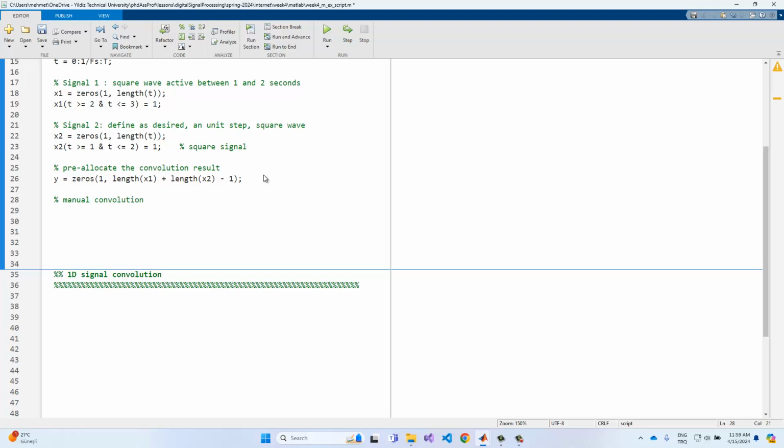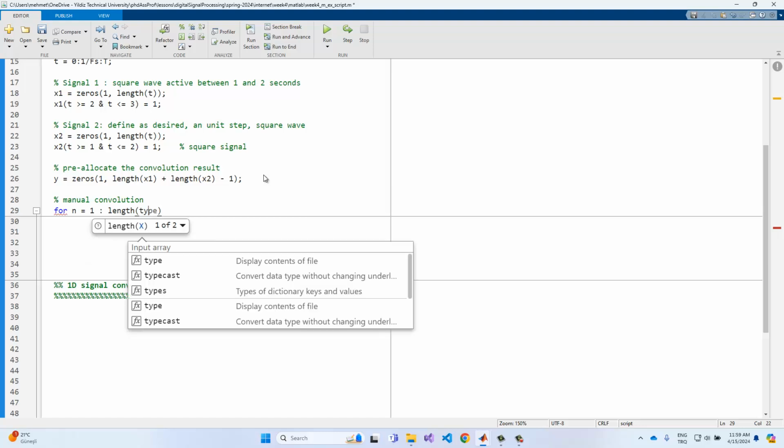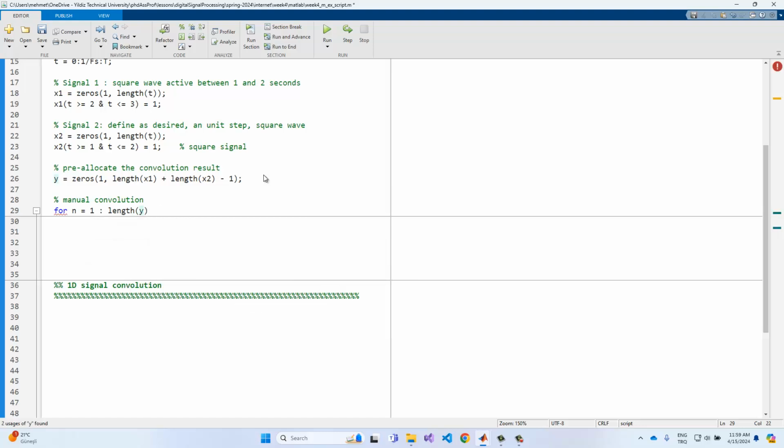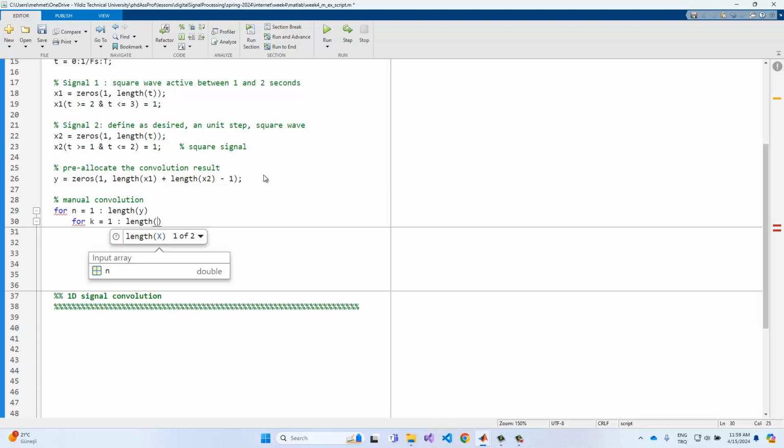But if you want to perform the manual convolution, we need to build the nested for loop in here. For example, n is equal to 1 to length y, because we need to create at each time the convolution results in here, just like this one. And also we have a pattern or the impulse or the convolve function in here, apart from the input signal. And so we need to also define k is equal to 1 to length x1.